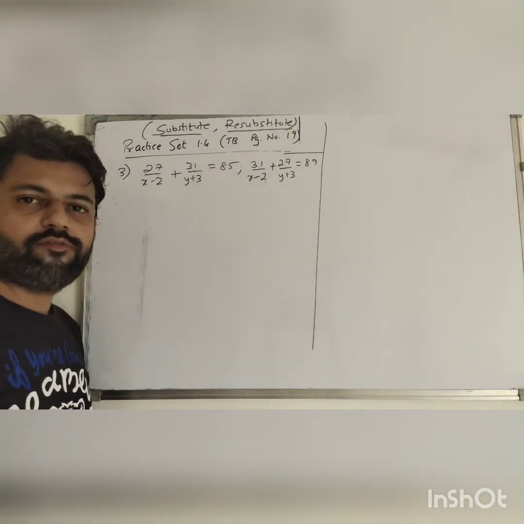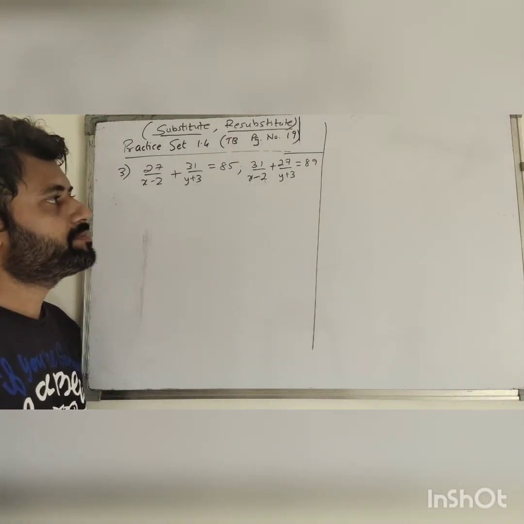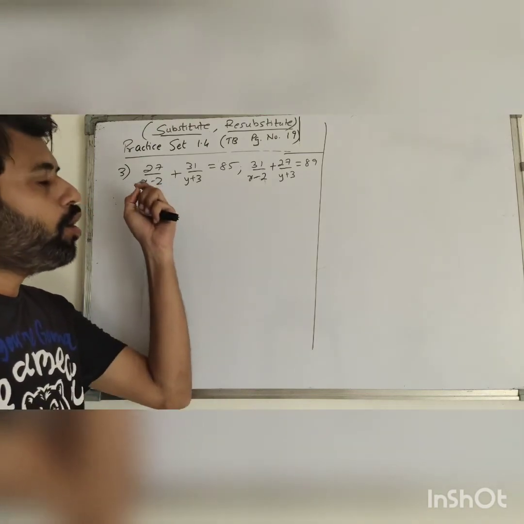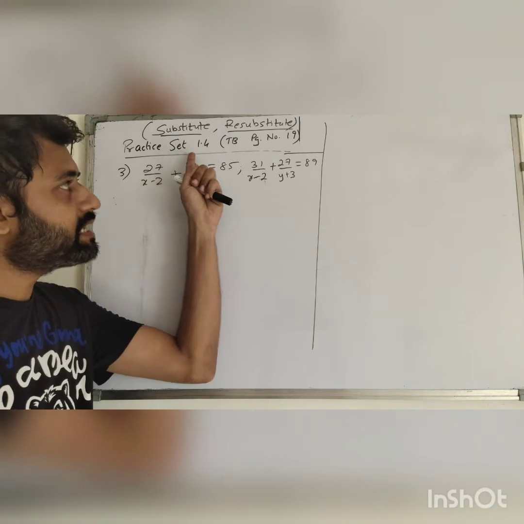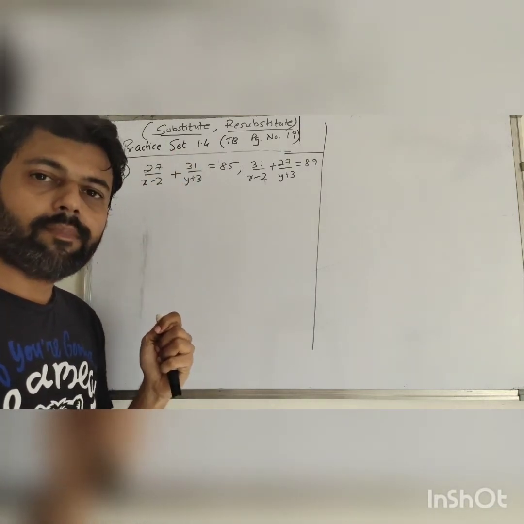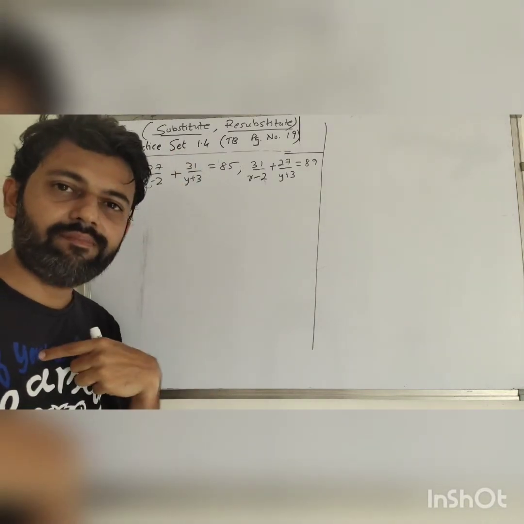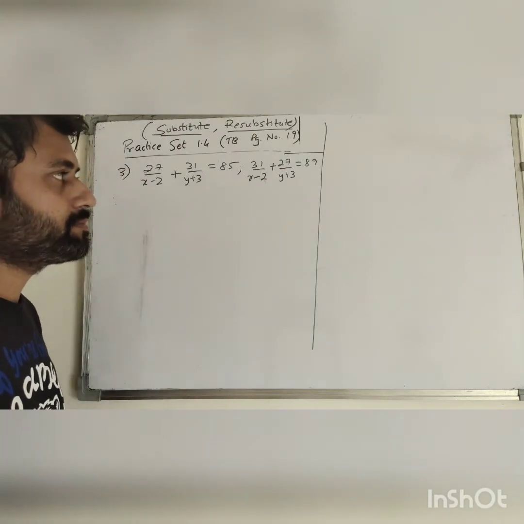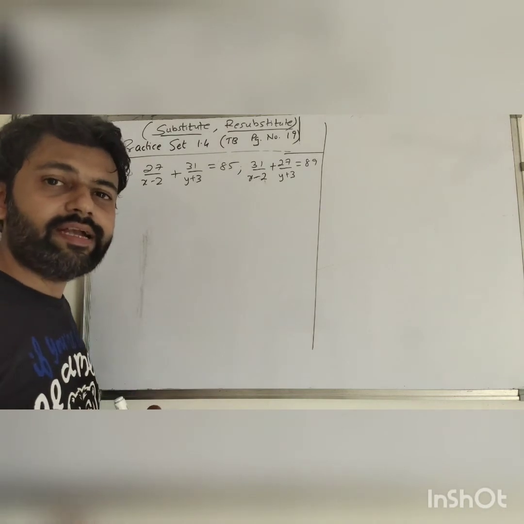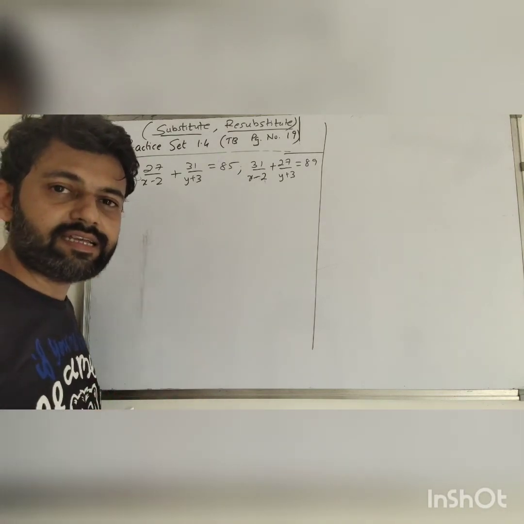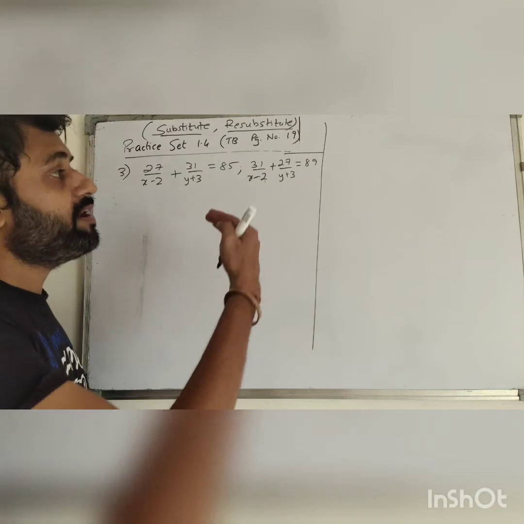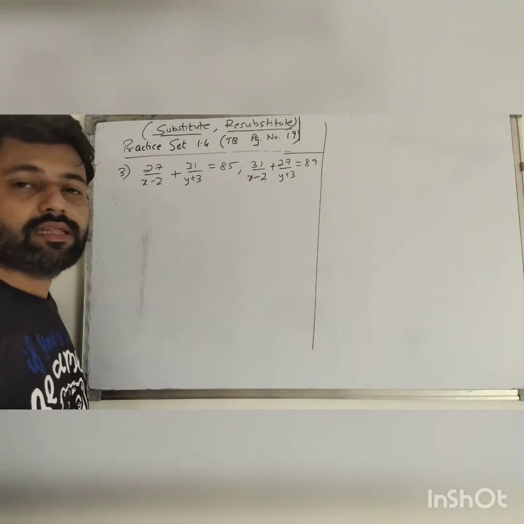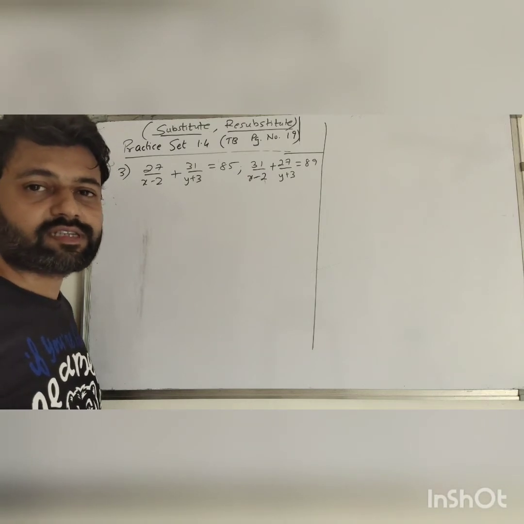The third sum of practice set 1.4. Remember, all the 4 sums of this practice set 1.4 belong to the category which we have named substitute, resubstitute. How will you identify this category in the exam? Remember, when variables are in the denominator, variable नीचे रहेगा, then you have to always think of this category.